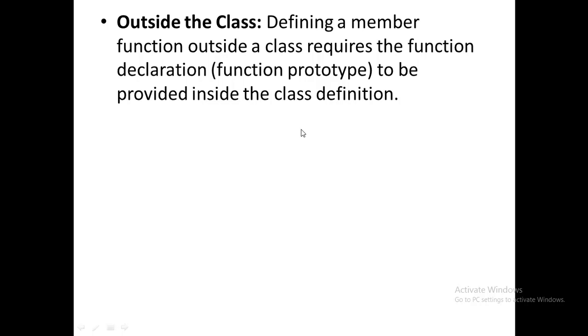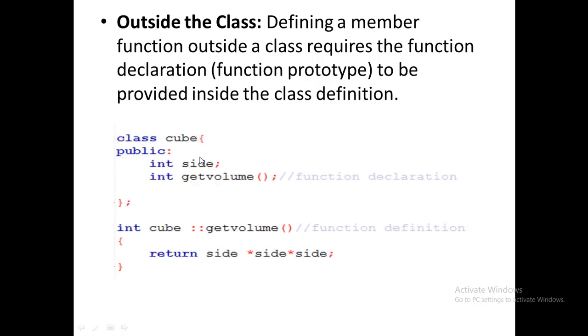Defining a member function outside a class requires the function declaration, the function prototype, to be provided inside the class definition. As you can see, we define the function declaration inside the class, while we define the function definition outside the class. We can define it anywhere outside the class. But why do we declare the function inside?